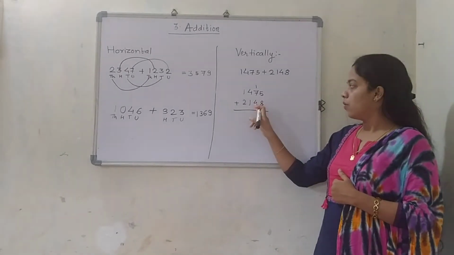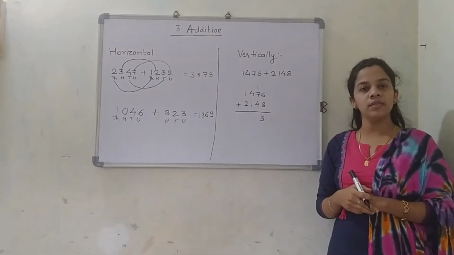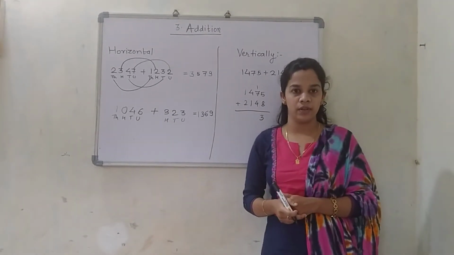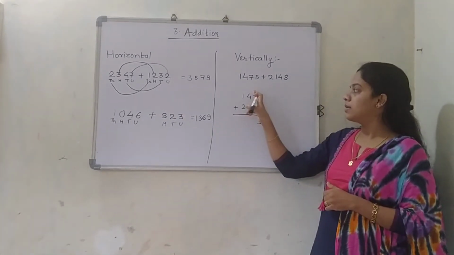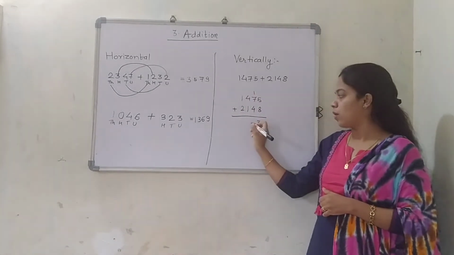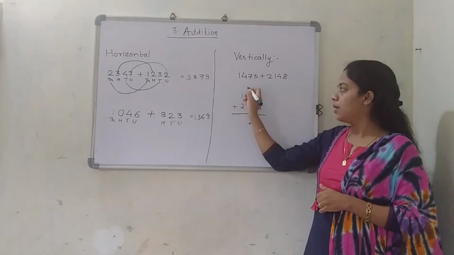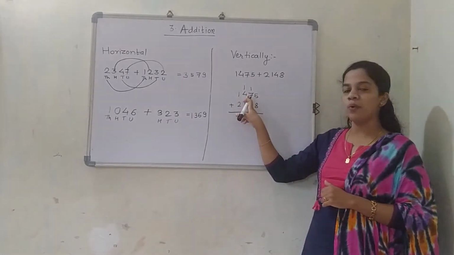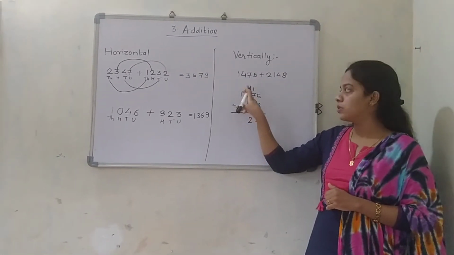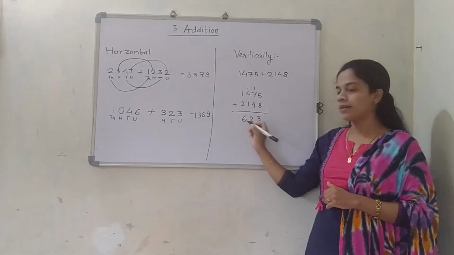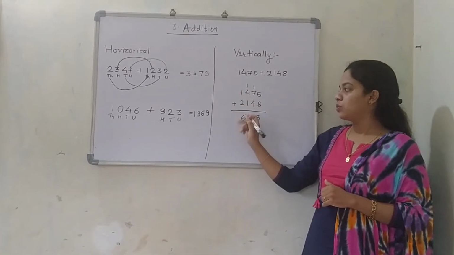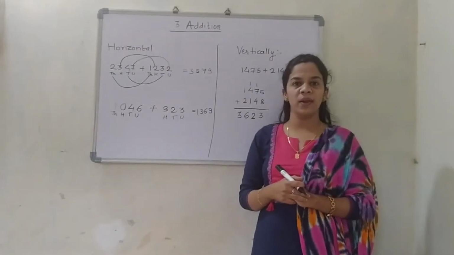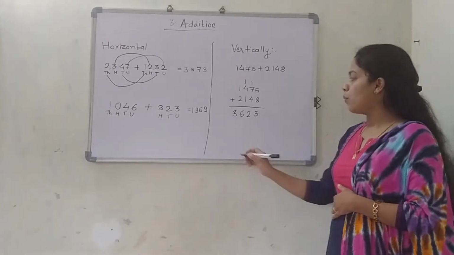Okay. Now 4 plus 7. What is 4 plus 7? Just count and tell. Yes, 4 plus 7 is 11. And this 11 plus this 1, that is 12. So I am going to write 2 over here. Again 1 is carried forward. Yes. Now just add 1 plus 4 is 5 and 5 plus 1 is 6. Fine. And 1 plus 2 is 3. So the addition is 3623.